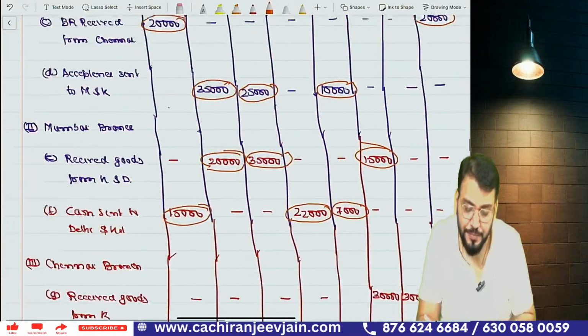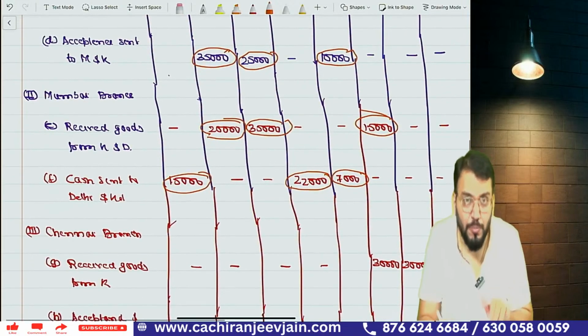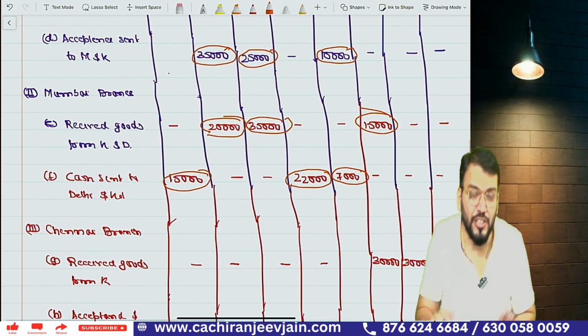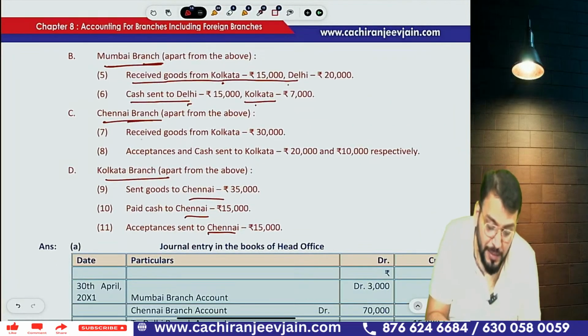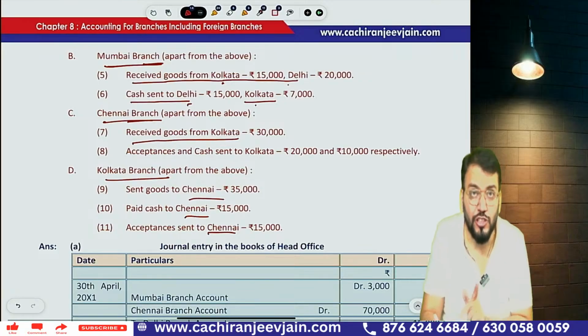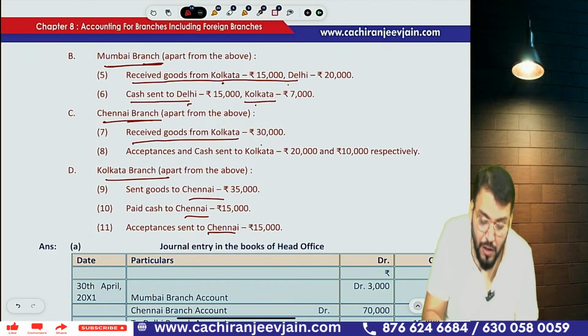Got this point? Mumbai has been credited with the total amount. The Mumbai transaction is also completed. Now let us come to Chennai branch. Chennai branch received goods from Kolkata. So Chennai will be debited and Kolkata will be credited.